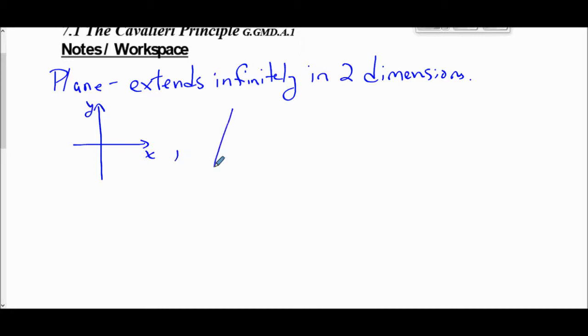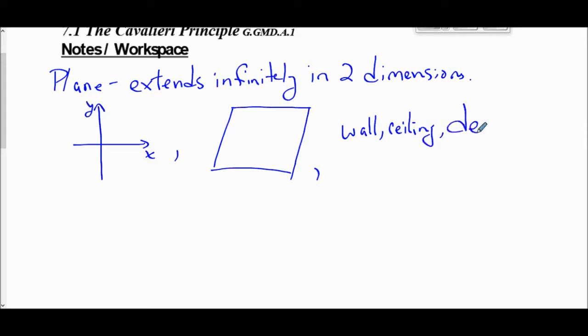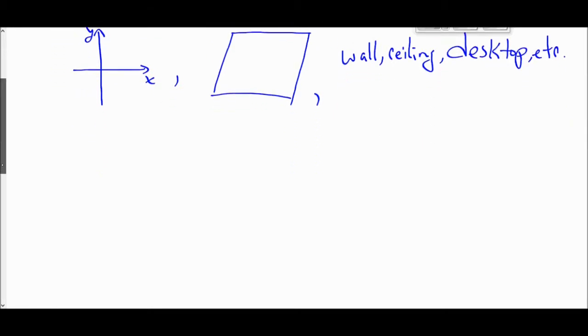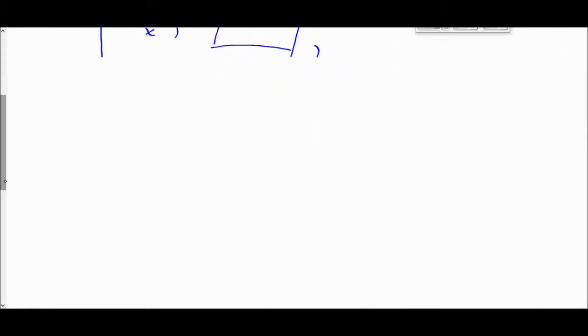Or you may have seen it sketched out something like this, right? Roughly, it's not the best image. Examples in the room around you might be the wall, ceiling, the desktop in front of you, kitchen table, etc.